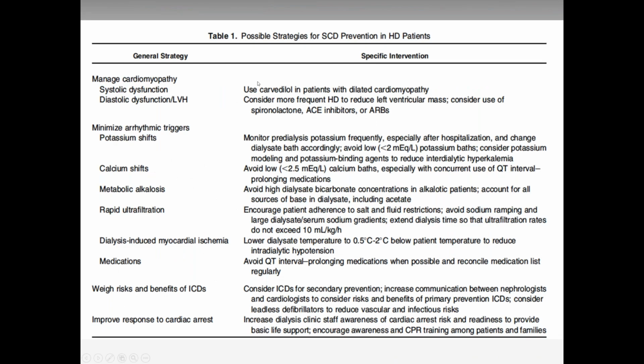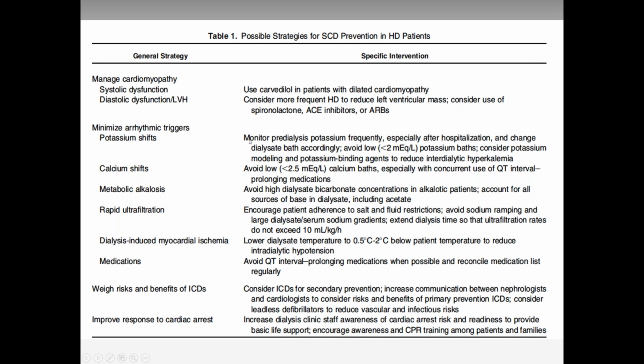So how can you manage patients now in order to prevent cardiac death? So really it's managing their underlying cardiac dysfunction. Do you know whether they have systolic or diastolic dysfunction? Have you got them on beta blockers? Have you been able to reduce their LV mass? Have you thought about more frequent dialysis? Have you thought about maximizing their volume as much as possible? We want to minimize these arrhythmic triggers also.